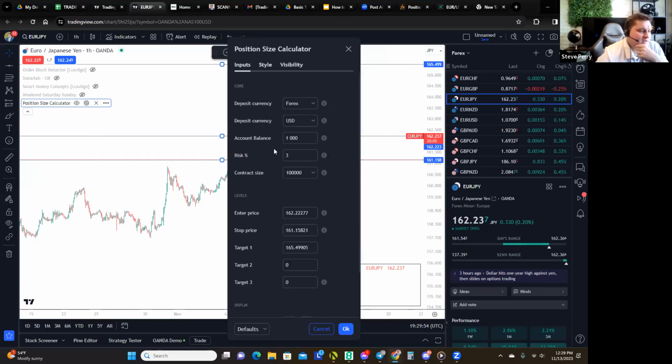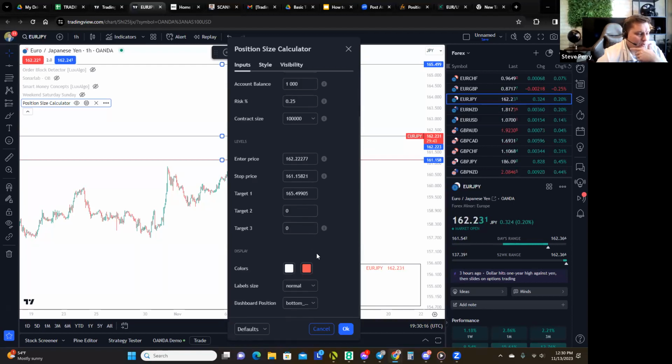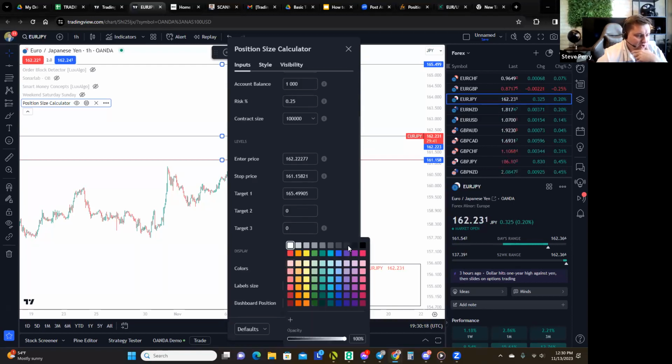So you have to go back into the settings and then you put in your risk per trade. So let's do 0.25. Contracts are in 100,000 units. That's all it's saying. It's just 1.0 contract is 100,000 units. So just leave that at the default. Here's your entry price, stop loss, target. You can actually have multiple targets, which is kind of cool. Let me change this to black because I can't see anything.